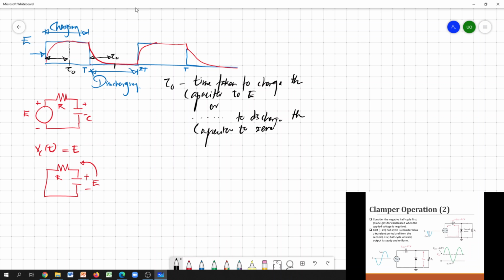Okay. So what happens if we apply a pulse with a pulse width of t less than tau naught? What happens if you apply a pulse with the pulse width of t which is less than tau naught? Then it's something like that. If we draw it, something like that.